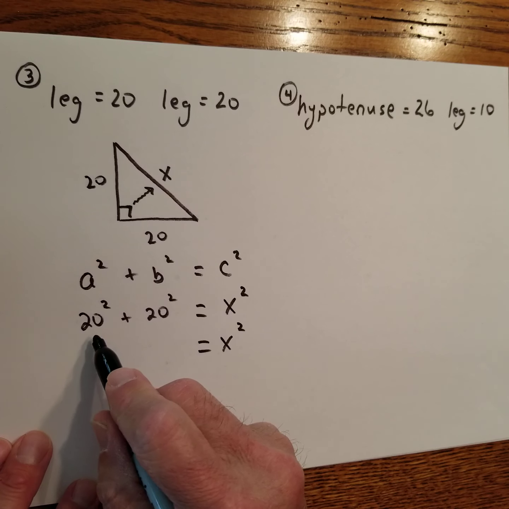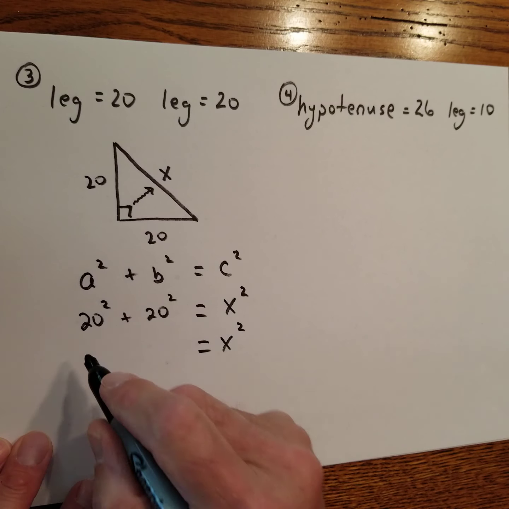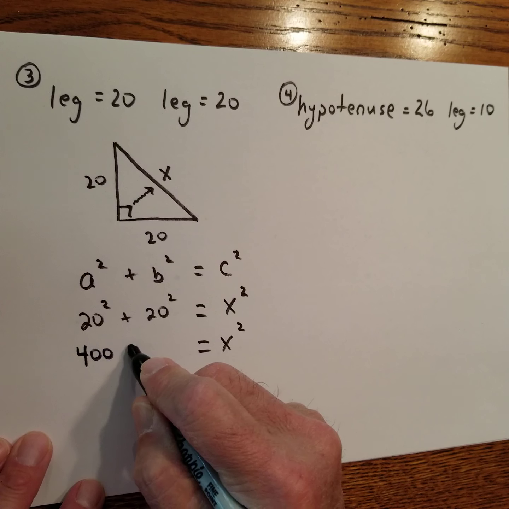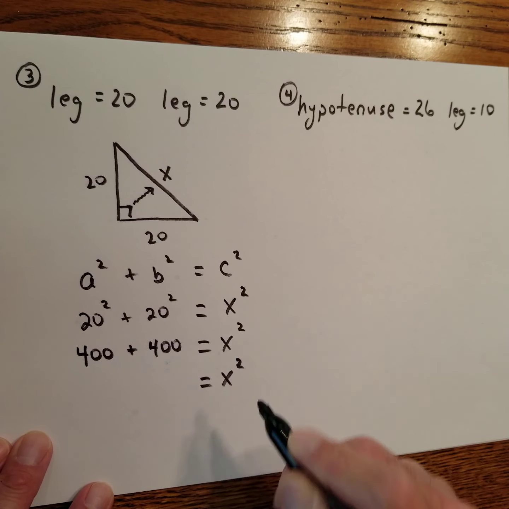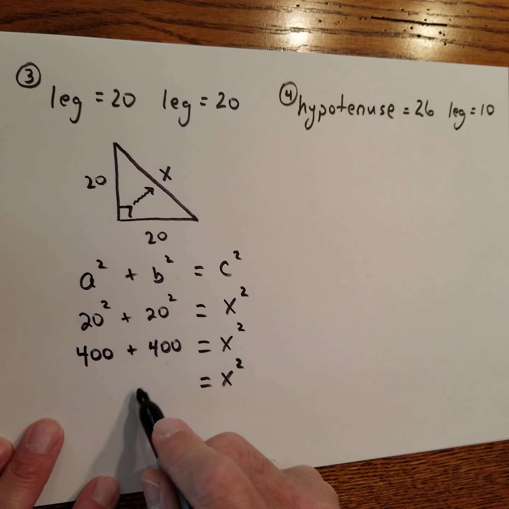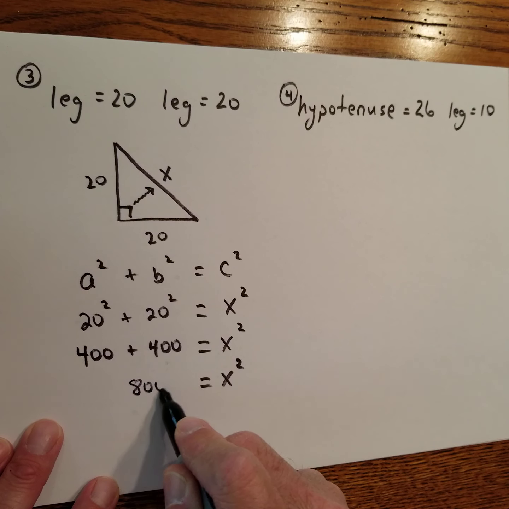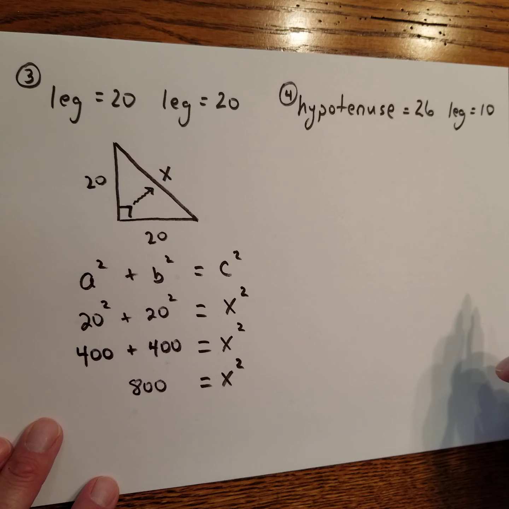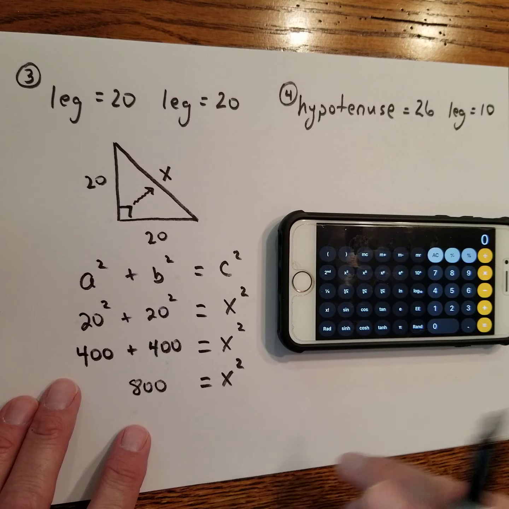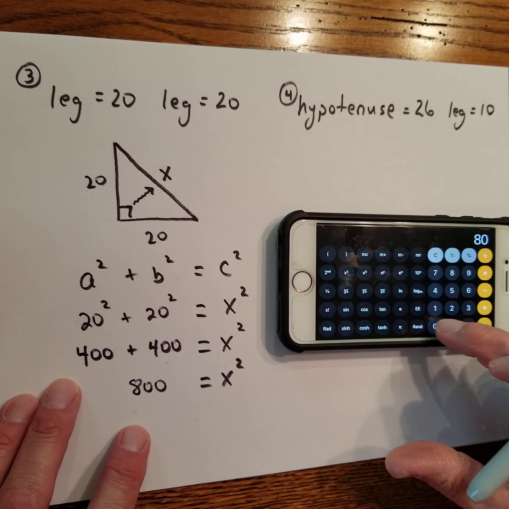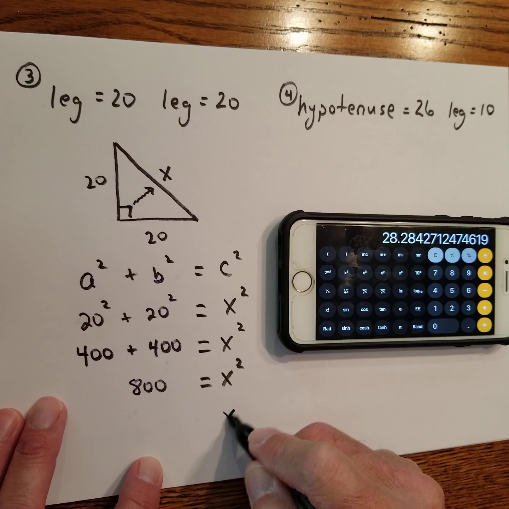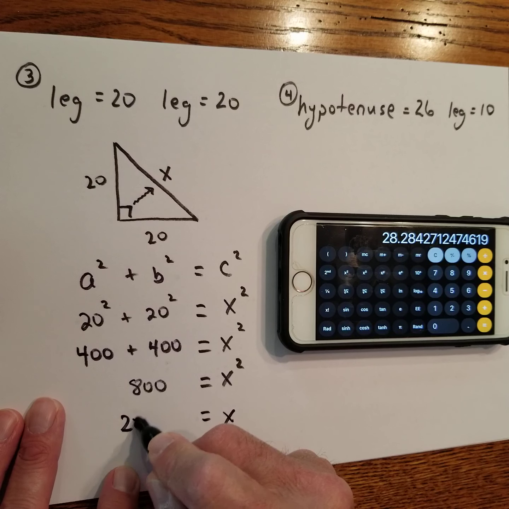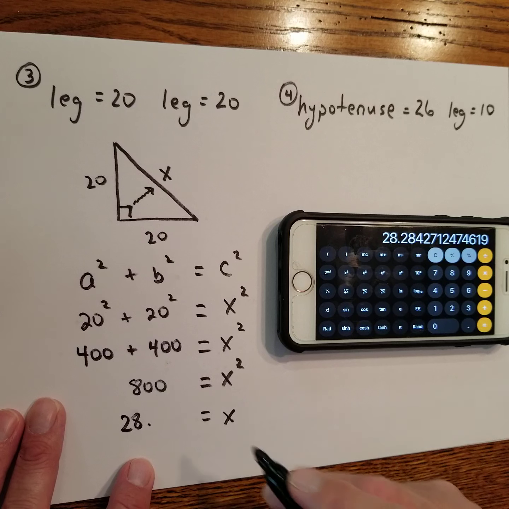Either in your brain or on your calculator, get 20 squared. 20 times 20, that's 400. Since these are on the same side of the equal sign, I can add them. Now take the square root. I'll need a calculator for that. The square root of 800 is 28.28427.